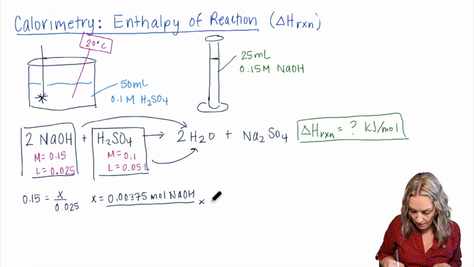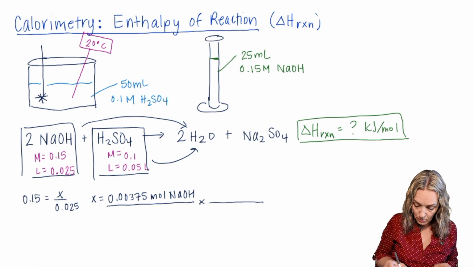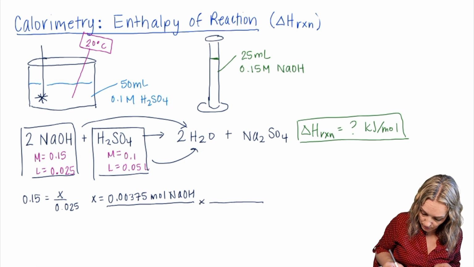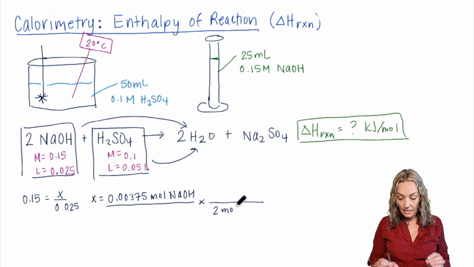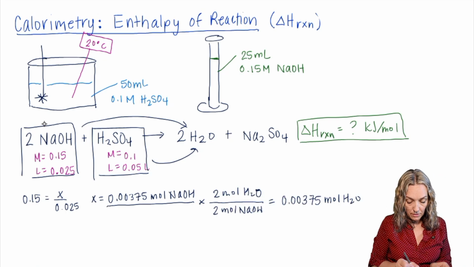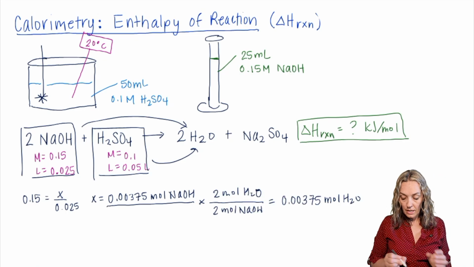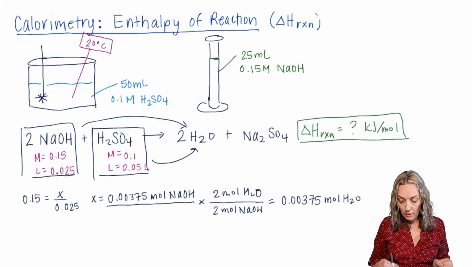I'm then going to convert my moles of NaOH to moles of H2O using the 2:2 ratio in the balanced equation. If I use all of the NaOH here, and I fully consume it in the reaction, I know that I will produce 0.00375 moles of water.